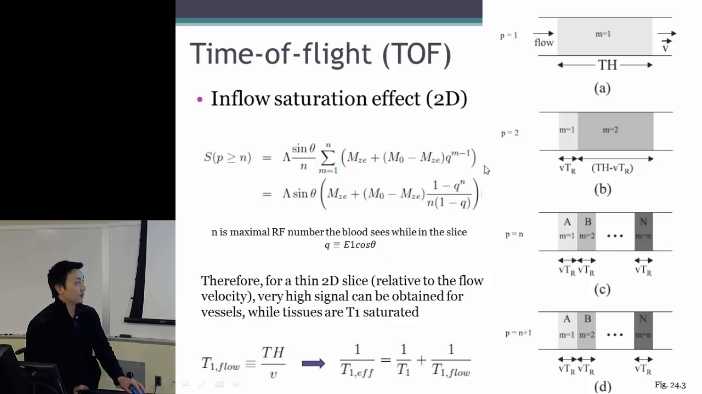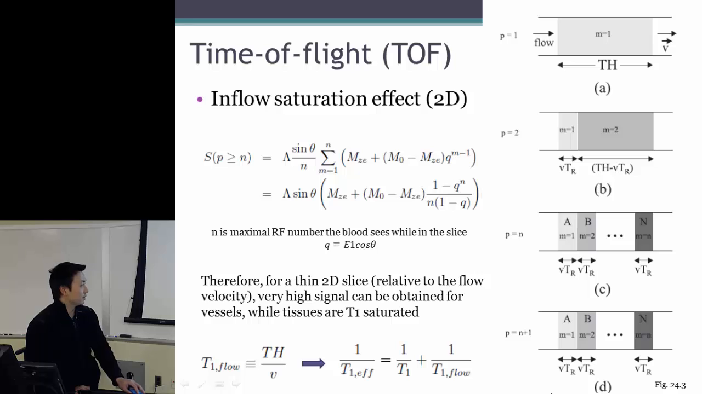So if we are talking about a 2D excitation, this is the 2D slice. That means the signal we obtained for the blood in this slice will actually be the sum of all these different blood spins. So this will be shown as a sum of all these different sections of the signals.